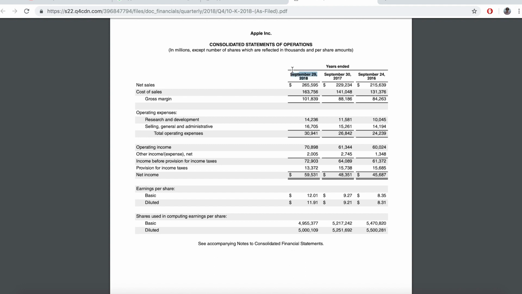And often what you will see is that they will have comparisons from 1 year ago or maybe even 2 years ago. So we've got the 2018 here, we've got the 2017 and the 2016 results. All right, so first we'll just go through what are the major components.